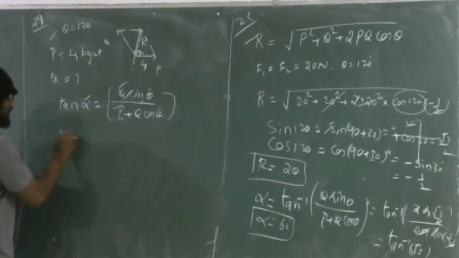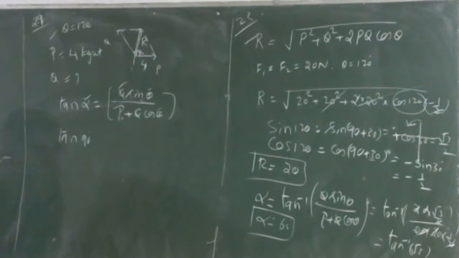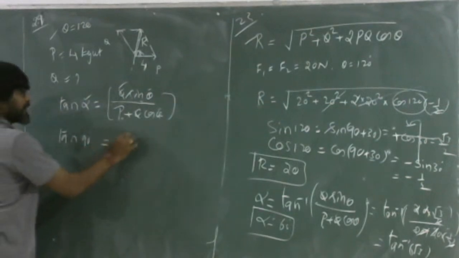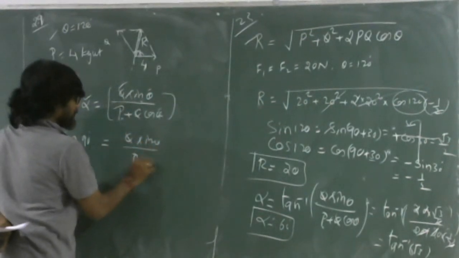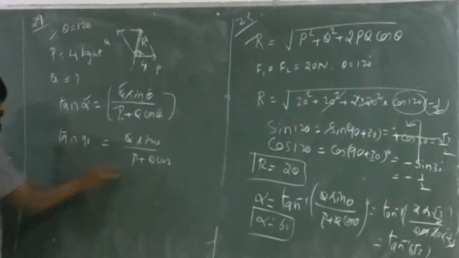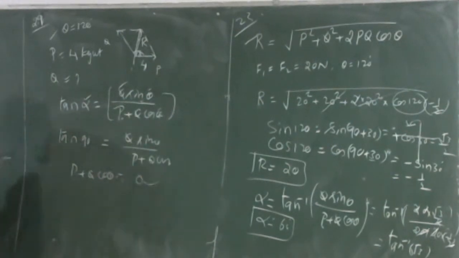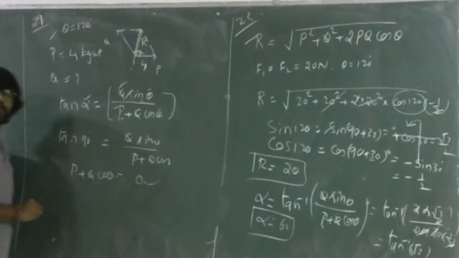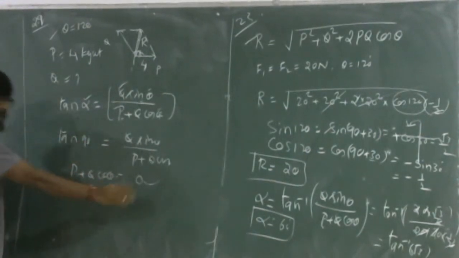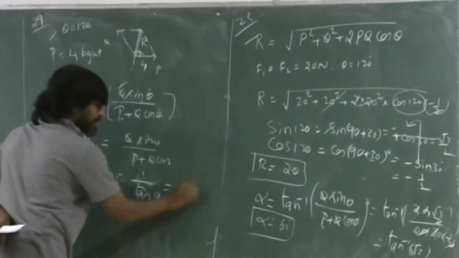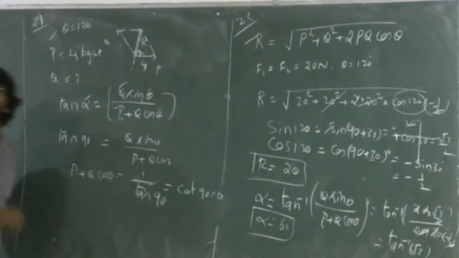So tan alpha is how much? Tan 90 is sin 90 by cos 90, not defined. You can take it as 1 by 0, or infinity, is equal to Q sin theta by P plus Q cos theta. So P plus Q cos theta is equal to 1 by infinity, which you can take as 0. Or not? 1 by tan 90 is nothing but cot 90, and it is equal to 0.